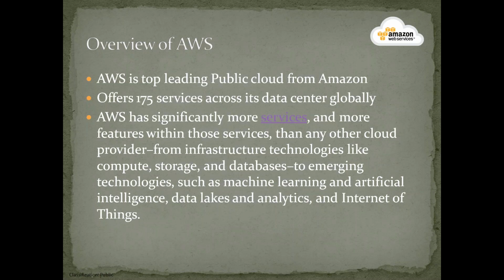AWS has significantly more services and more features within the services than other cloud providers. You have infrastructure technologies like compute, which is running your jobs or virtual machines, and big data clusters. Storage like S3 Glacier and multiple other storage services are there. Then you have databases of different varieties, machine learning, and artificial intelligence. You can build data lakes and IoT as well. If you are streaming data from your smart devices, it has an IoT gateway, and you can connect to that and bring in real-time data as well.